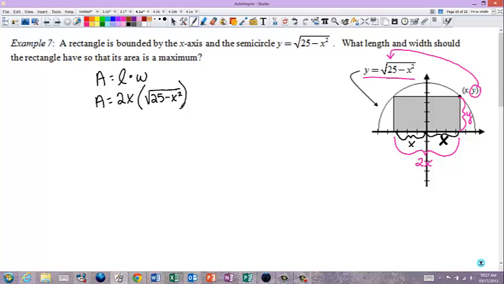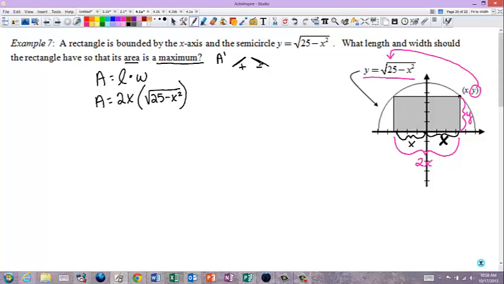So we have an expression for our area, and we want to maximize area. So that means we want to take the derivative, find A prime, and find where it changes from positive to negative. That's a max. A min is where it changes from negative to positive.